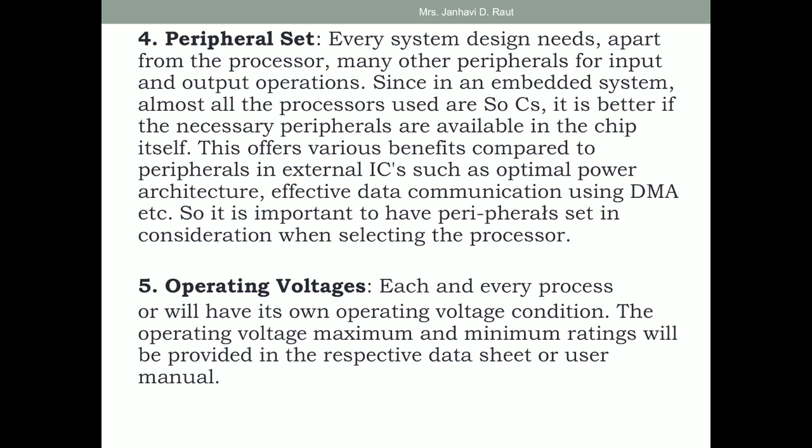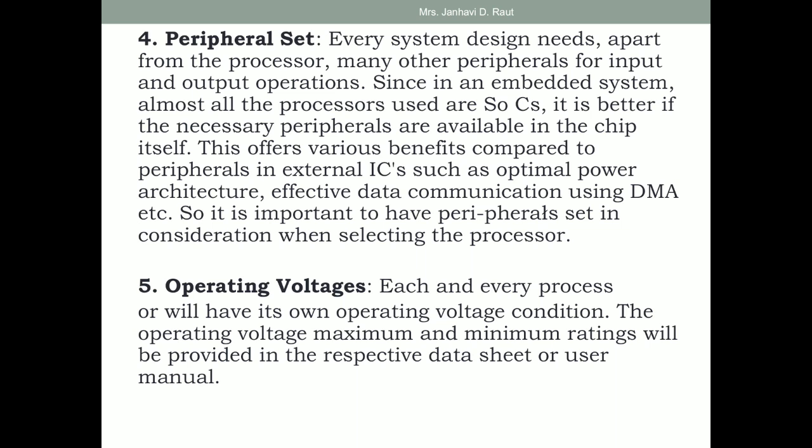Every system design needs, apart from the processors, many other peripherals for input and output operations. Since in an embedded system almost all the processors used are systems on chip, it is better if the necessary peripherals are available in the chip itself.